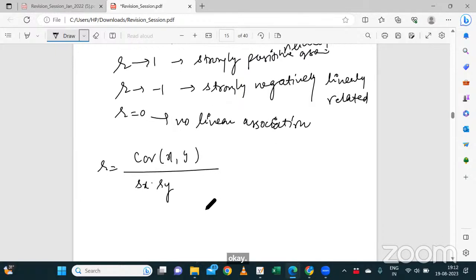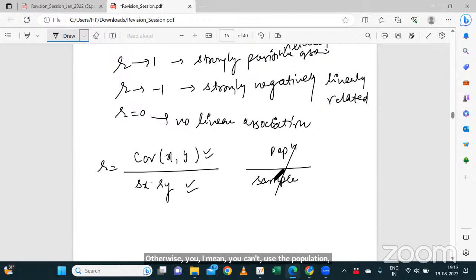Now, suppose in an exam you are asked to compute the correlation coefficient between two variables. Just be clear about one thing. If you are using the sample covariance formula in the numerator, then please use the sample standard deviation in the denominator. You can't use the population covariance formula in the numerator and the sample standard deviation in the denominator. It will give you the wrong result.